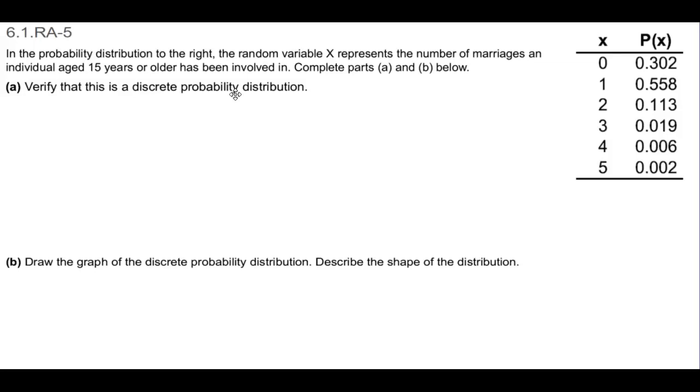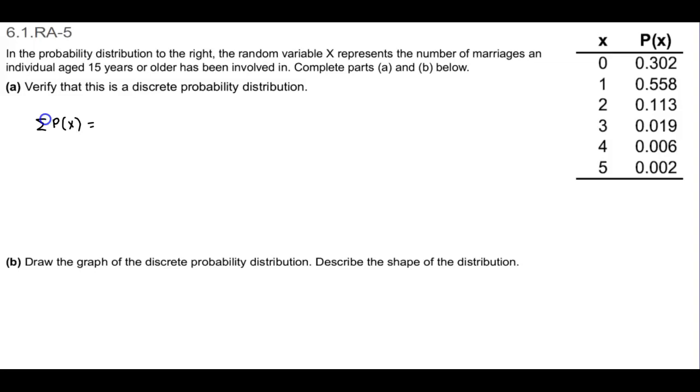Recall that in a discrete probability distribution, all of the probabilities are between 0 and 1, inclusive, and the sum of the probabilities is 1. If we identify here, the smallest one is 0.002, the largest one is 0.558. So we can see that all the probabilities are between 0 and 1 inclusive. Now we want to find the sum of all of the probabilities.